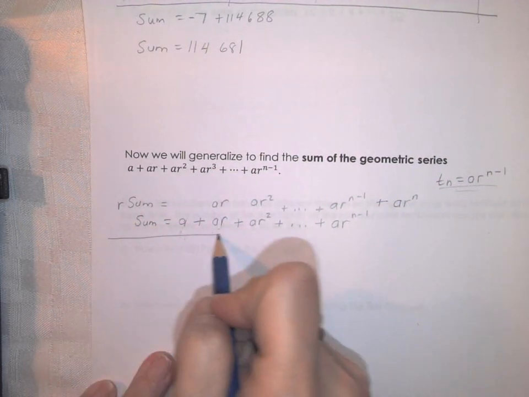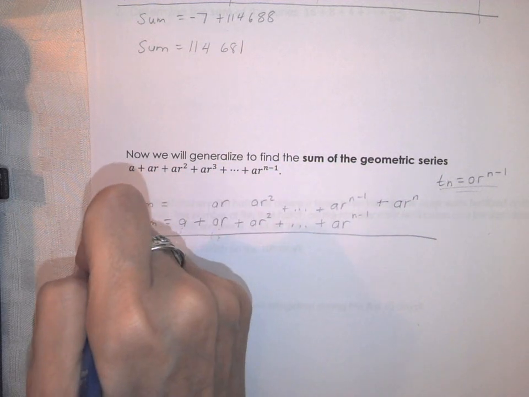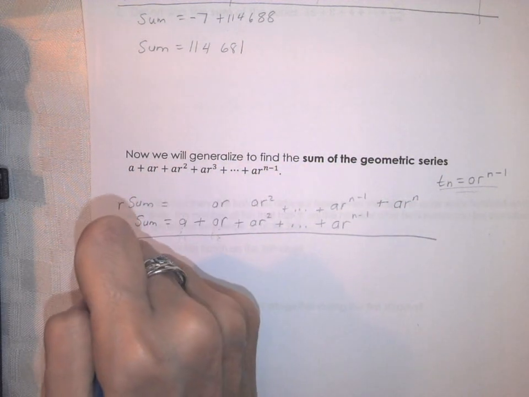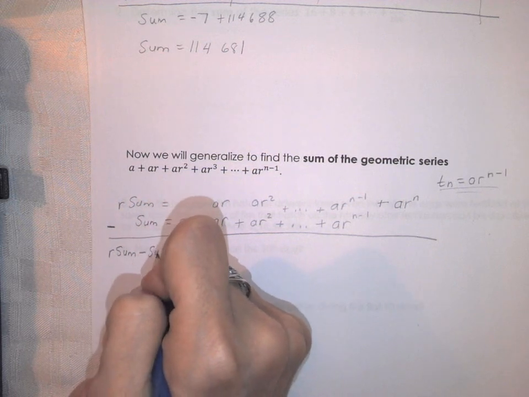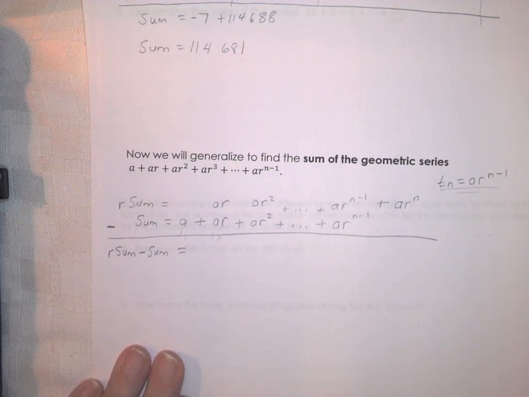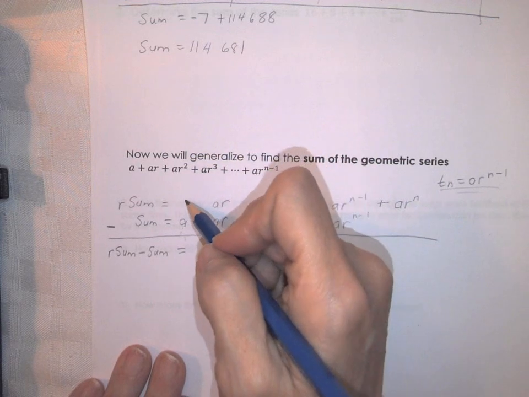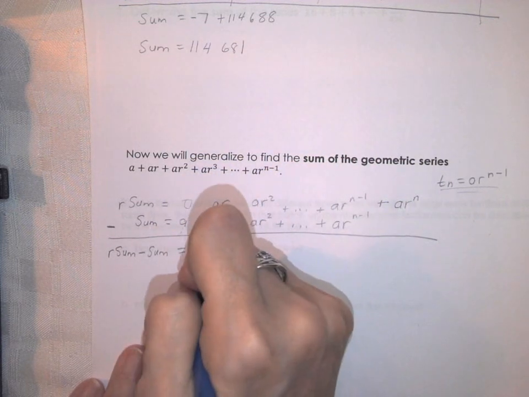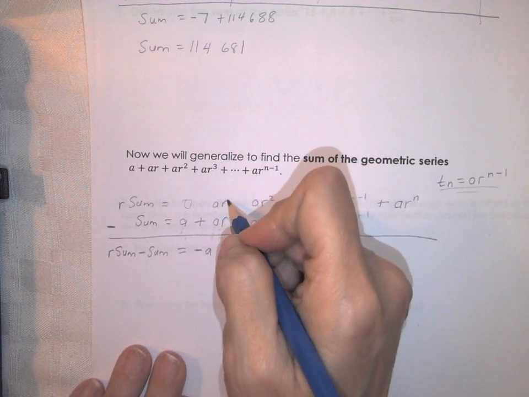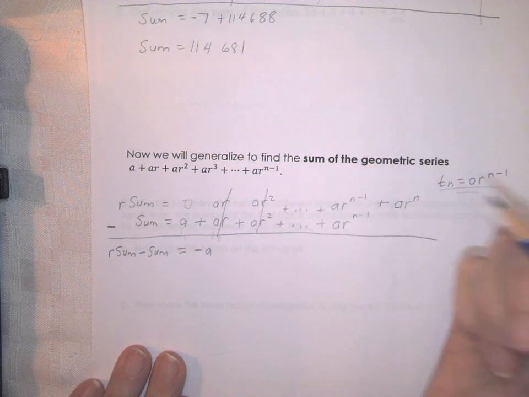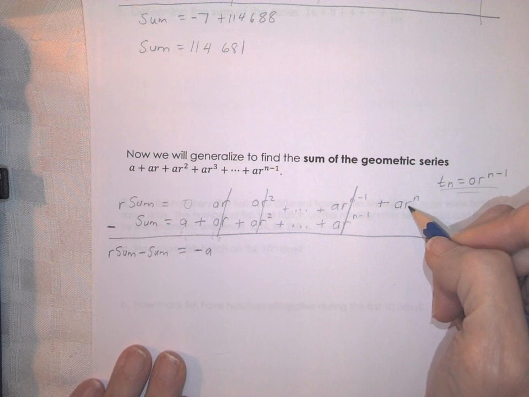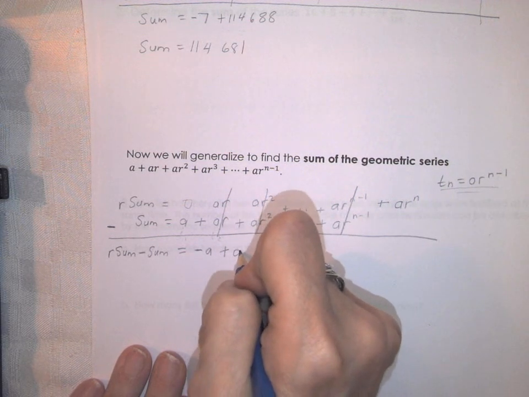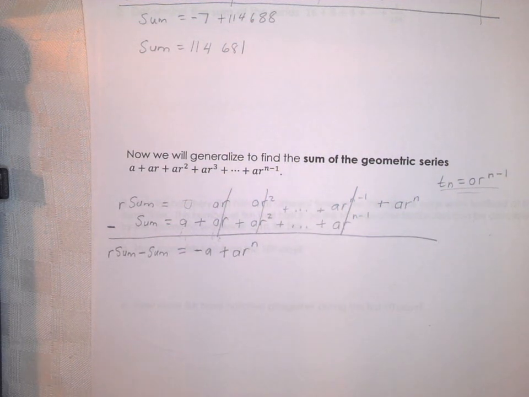And then again, I'm going to subtract these. So I have r times the sum minus the sum on the left side. And then here I have 0, subtract a is negative a. AR minus AR is 0, AR squared minus AR squared is 0. All of these will end up being 0. But here it will be plus a times r to the n.